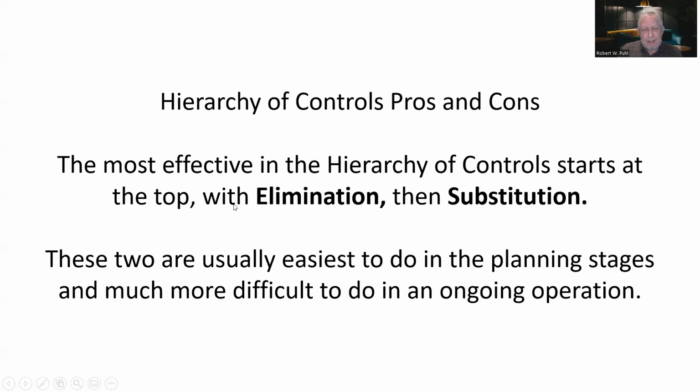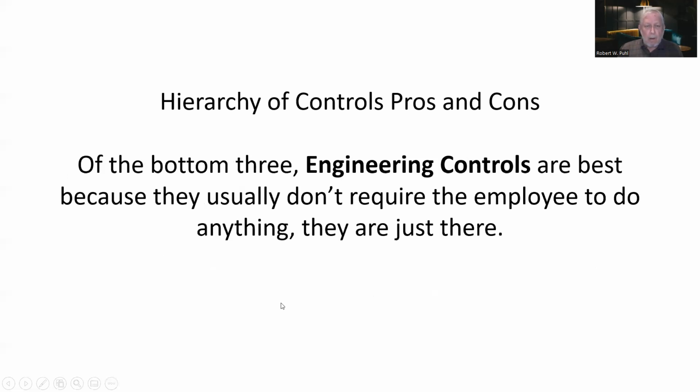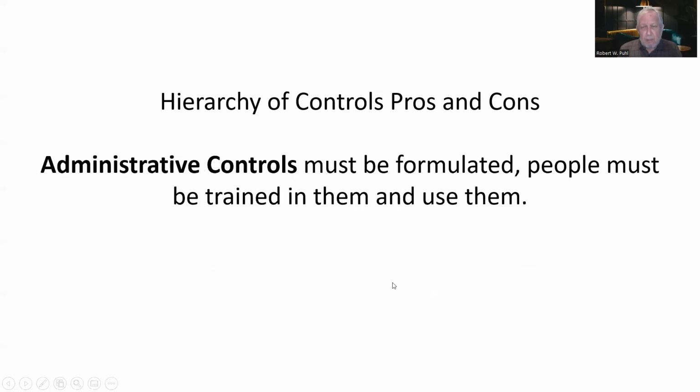So, pros and cons here. The most effective in the hierarchy of controls starts at the top, elimination and substitution. Of course, you can get rid of the hazard completely. But again, these two are usually easiest to do in the planning stages and much more difficult to do in an ongoing operation. Of the bottom three, engineering controls are best because they usually don't require the employee to do anything. They're just there. When the employee comes to work, they're working on a piece of equipment, there's a guard there protecting them from the hazardous parts of the equipment. They don't have to do anything. And that's the nice thing about engineering controls. They can sometimes be a little more expensive up front, but then they're there for the life of the machine, usually.